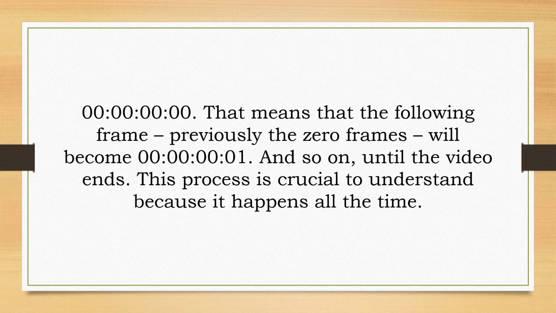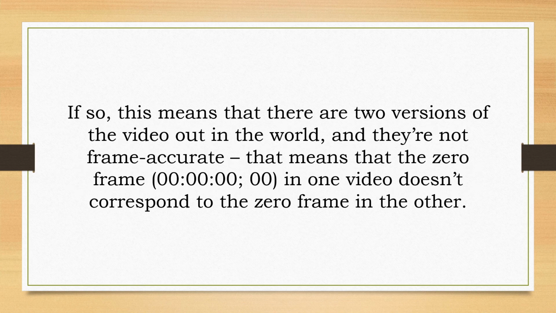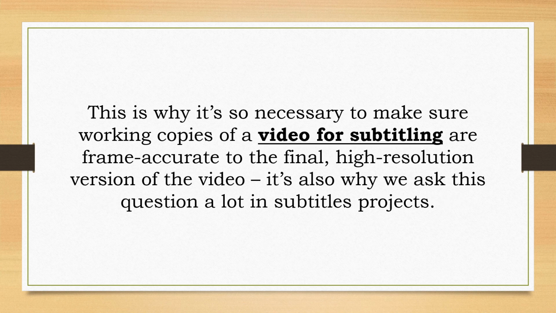This process is crucial to understand because it happens all the time. For example, after a video is completed, an editor may add 20 black frames at the beginning, just because a site that wants the video requires it, usually for a logo transition. If so, this means that there are 2 versions of the video out in the world, and they're not frame accurate. That means that the 0 frame, 0:00, in one video doesn't correspond to the 0 frame in the other. This is why it's so necessary to make sure working copies of a video for subtitling are frame accurate to the final, higher resolution version of the video.